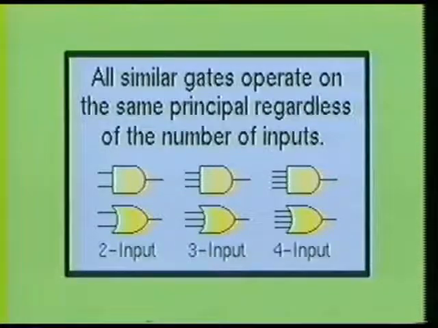As you have seen from these past 2 illustrations, the 2 input devices and the multi-input devices both operate on the same principle, in that the AND gates must have all the inputs high to produce a high output, and the OR gates have to have anywhere from 1 to all of the inputs high to produce a high output.